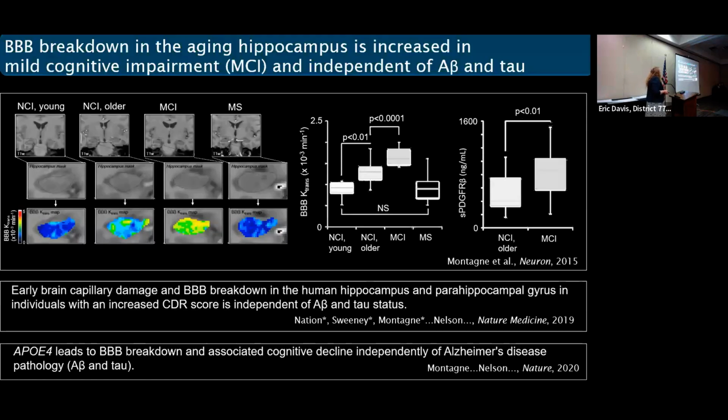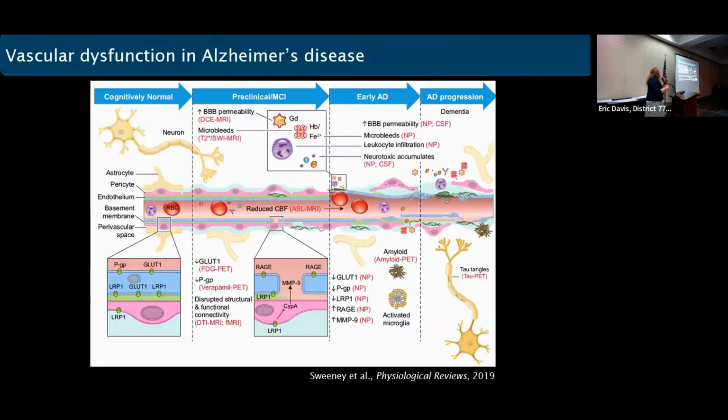So in my postdoc lab, we also were involved in human clinical research. We know the blood-brain barrier breaks down with aging. It's worse with mild cognitive impairment. It seems to be dependent on this ApoE4 gene. And in the work of the Zlokovic lab, it seems independent of A beta and tau.